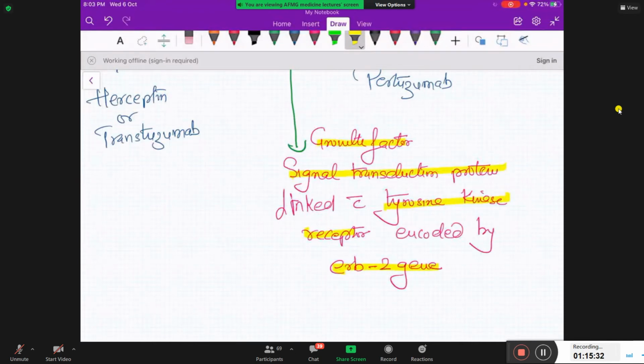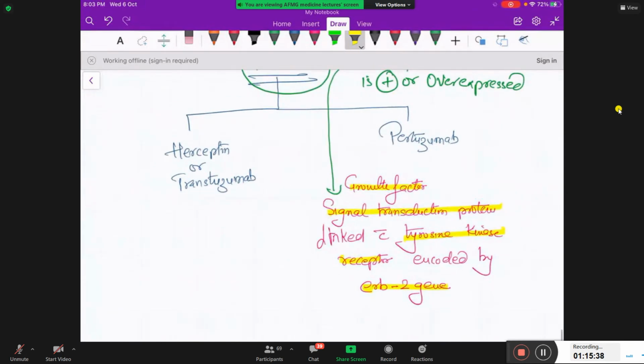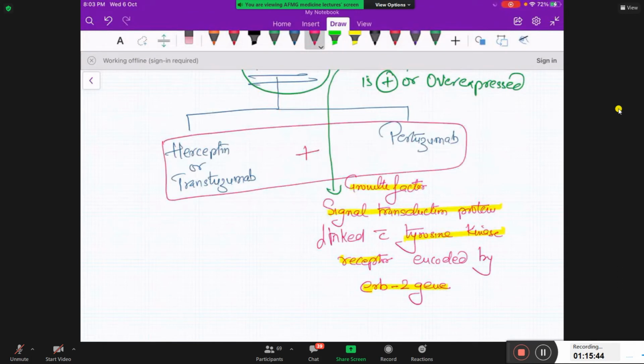Right? And whenever HER2/neu is overexpressed, we have to give a monoclonal antibody. And now, as per the latest, both should be given. Not only do we have to give Herceptin, we have to give pertuzumab also.